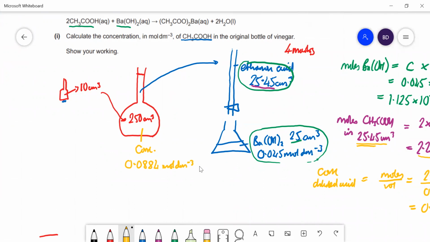Right, now let's say how much vinegar have we got in this? How much ethanoic acid have we got in there? So let's do moles of ethanoic acid in the volumetric flask.